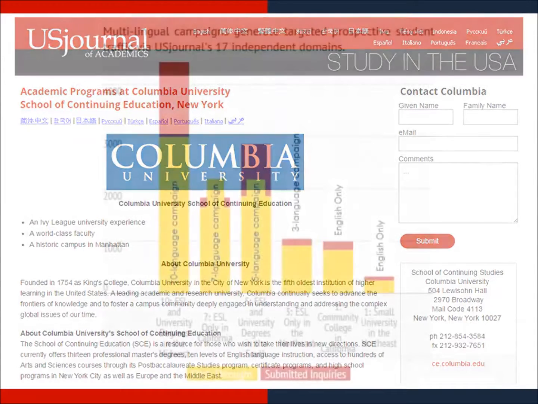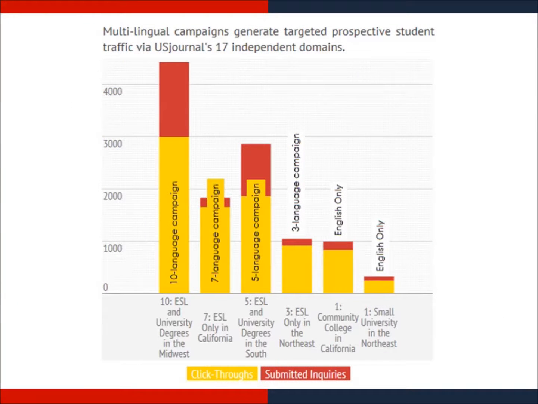Not surprisingly, the more languages promoted, the more degrees listed, the higher the level of engagement. Just to give you an idea of the annual average numbers of click-throughs in yellow and submitted inquiries in red of our advertisers with different levels of multilingual campaigns. So clearly not all campuses can support inquiries in so many different languages.